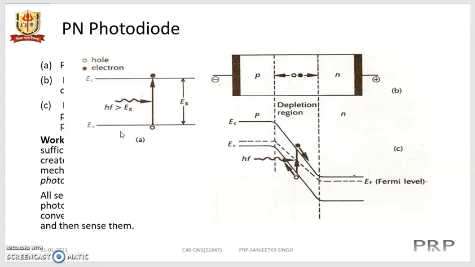Now here it shows three diagrams. The first figure is for the generation of electron hole pairs. The second diagram is the reverse biasing of the PN photodiode, where we see the depletion region in between, with the junction capacitance. And the third shows the energy band gap diagram, where separation of electron hole pairs will take place.